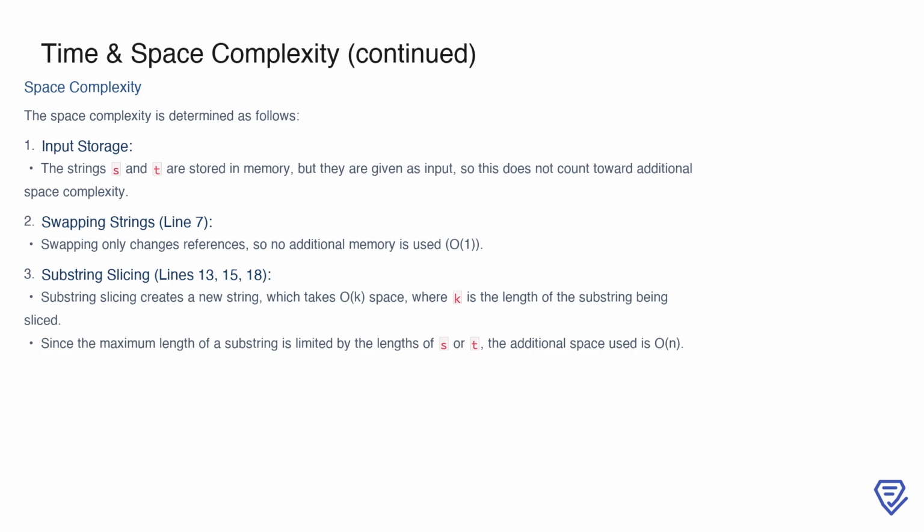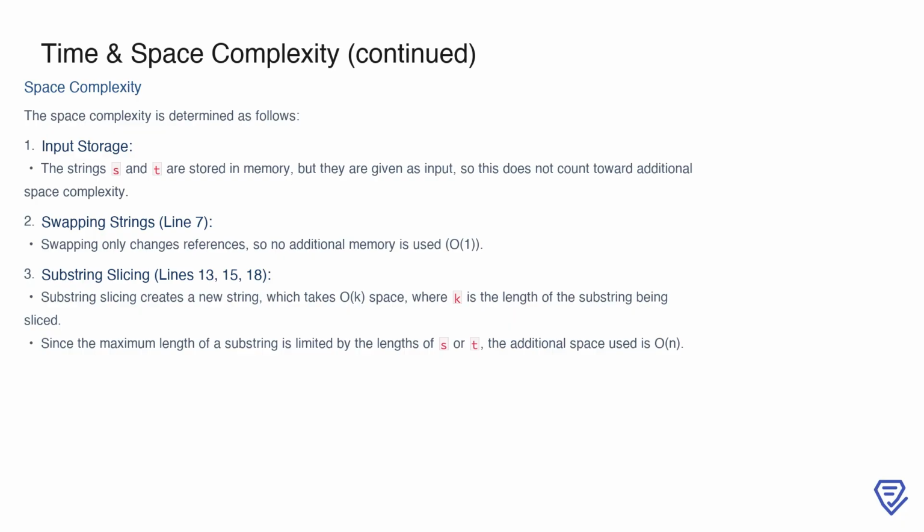The given strings s and t are part of the input and do not add to additional memory usage. When we swap the strings based on their lengths, no new memory is allocated because only the references are swapped, making this step O(1). However, substring slicing during mismatch checks introduces some additional memory usage.